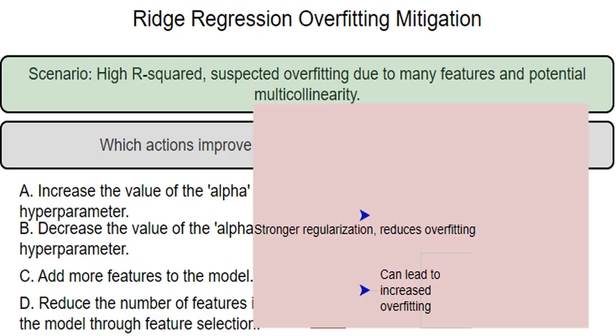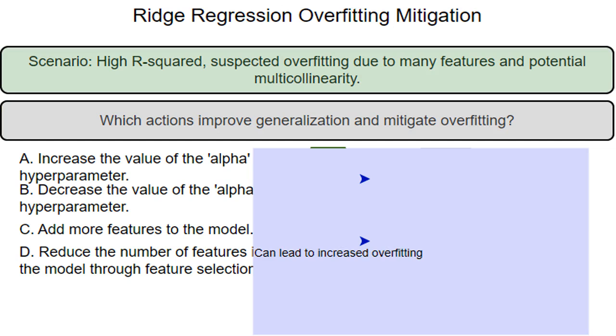This is a key concept. In ridge regression, regularization means adding a penalty to the model's complexity. A stronger penalty, larger alpha, forces the model's coefficients to be smaller, thus simplifying the model and making it less prone to overfitting. It's like adding a constraint to prevent the model from becoming too complex.